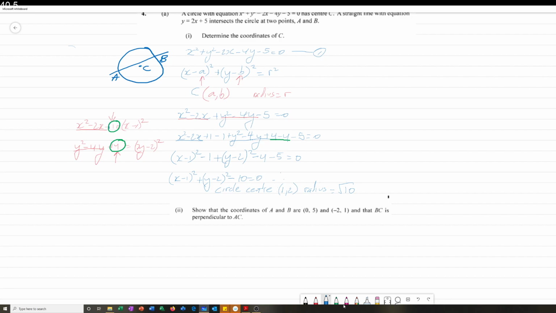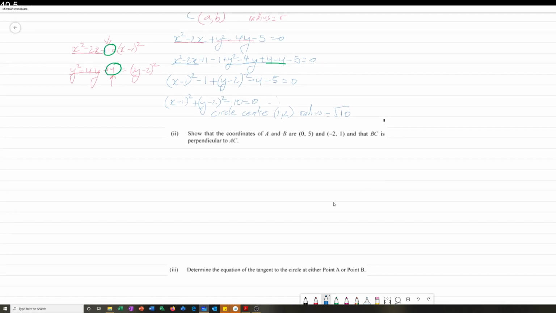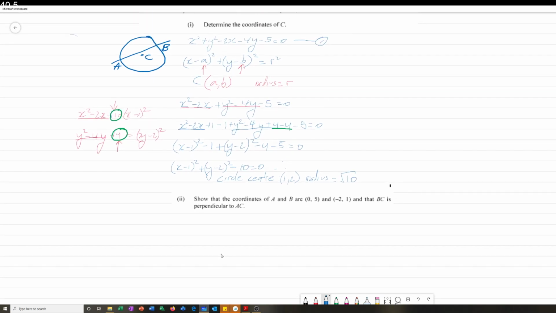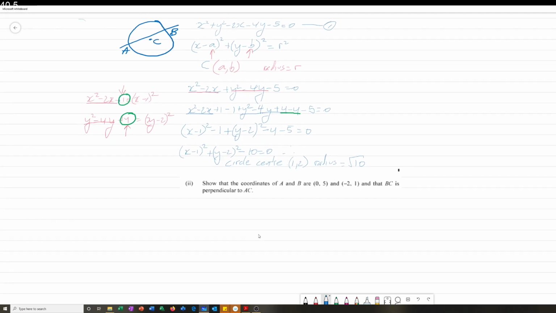Okay, so I could say that we were able to prove the expression. Well, not really prove, but determine the coordinates of C. So now we could move on. So the question now says, show that the coordinates A and B are given by this expression and that BC is perpendicular to AC. Well, we have our diagram already on the top here. So we have the coordinates for C. We just need to find A and B.